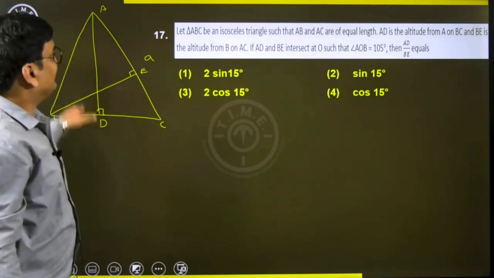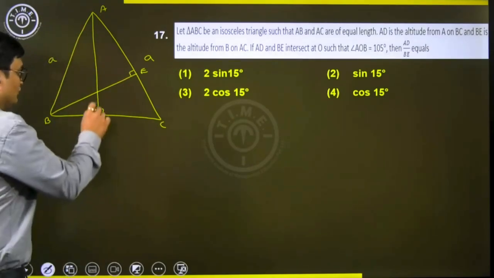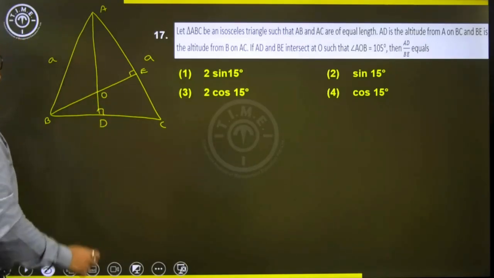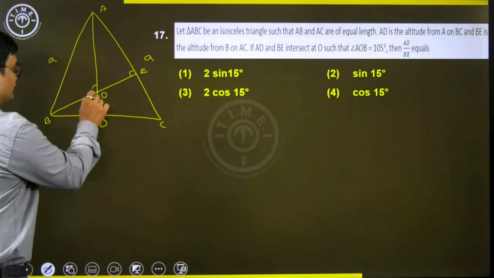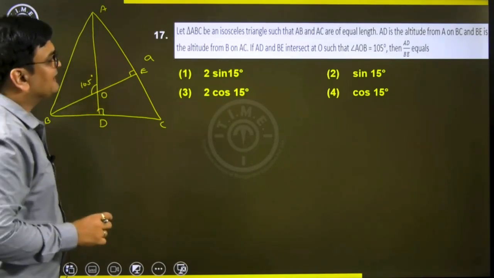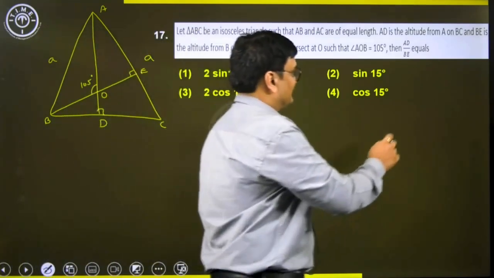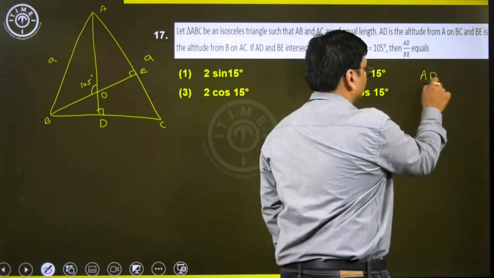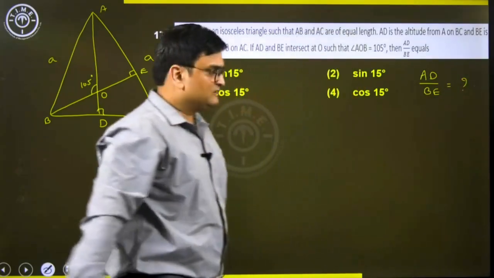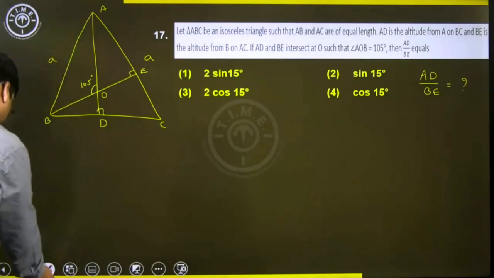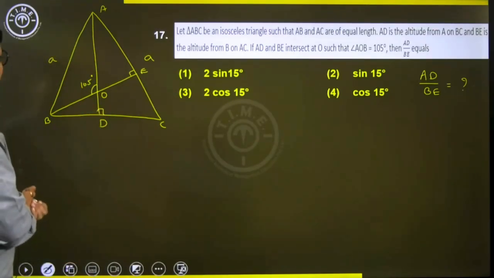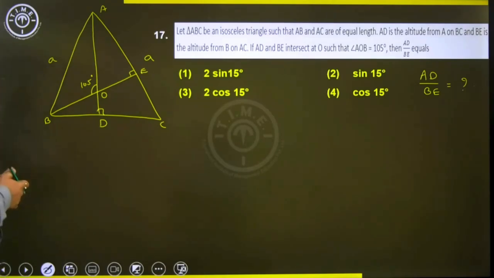If AD and BE intersect at O, such that angle AOB is 105 degree, then AD by BE equals how much? It's a question which is based on basic trigonometry. Let's try to see how we can answer this.